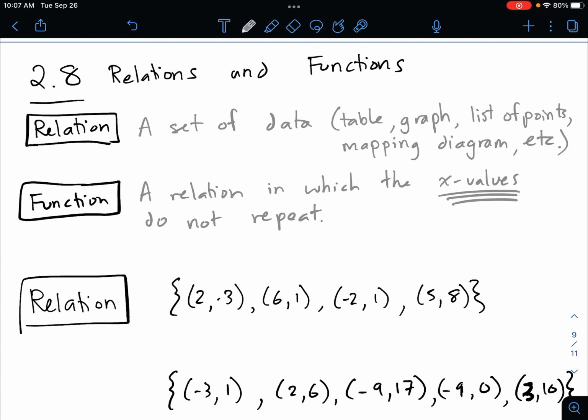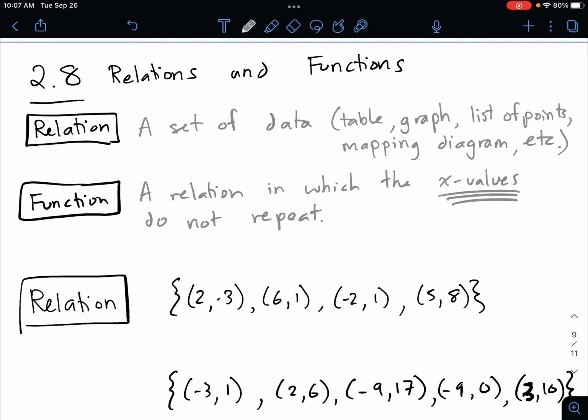So in general, a relation is just a set of data, right? It could be a table, it could be a graph, like you could get a line, or you could get a parabola, if it's quadratic. You could get a list of points. It could be a mapping diagram. There's a lot of different ways to list a set of points or even draw a line. So that's what a relation is, just a set of data.